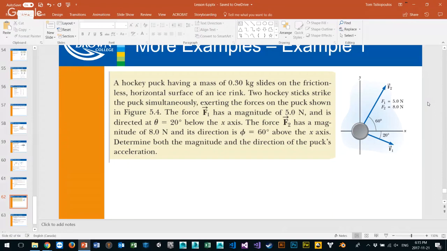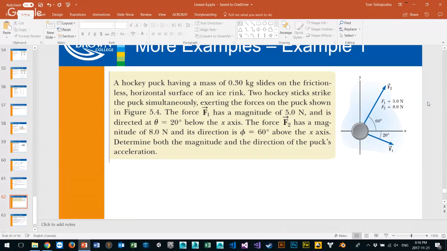Okay, and the force F2, which is the force going up, has a magnitude of 8 newtons and its direction is phi. That little symbol in the middle is the Greek symbol phi. Typically, we talk about it like that, right? So one is theta, the one that has the line across, and phi is the one that has the line going up and down, right? Some people call it phi, I like to call it phi for fun. And phi is equal to 60 degrees above the x-axis. So this is where this thing here. So this is 60 degrees above the x-axis, right?